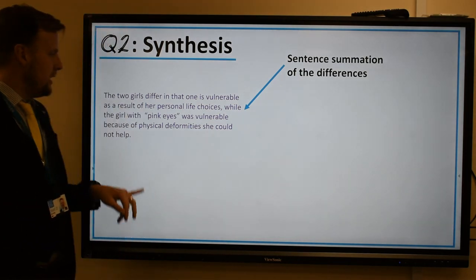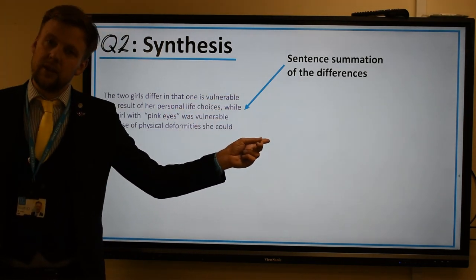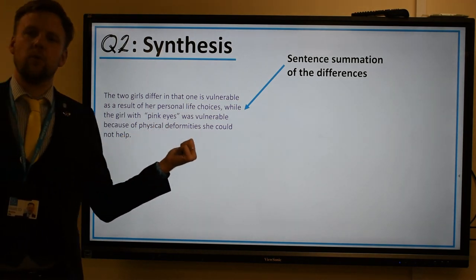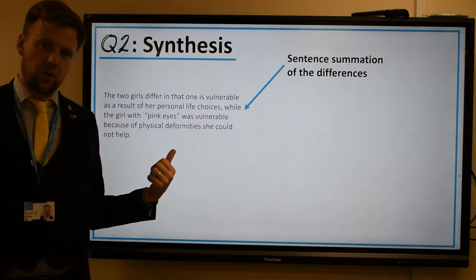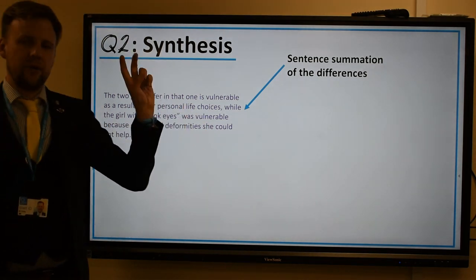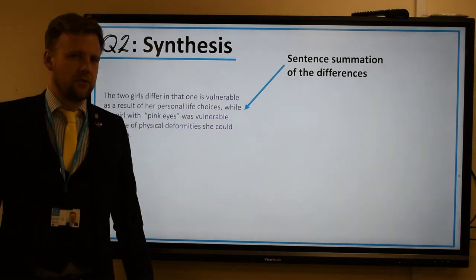At a minimum, you need a sentence saying the differences between them. So I've made a point here that one of them was vulnerable because of the choices she's made, the other one was vulnerable because of a physical disability. And if you have that with your inferences, that's going to be solid for 5 or 6 marks.